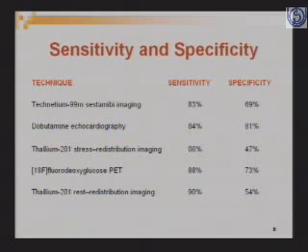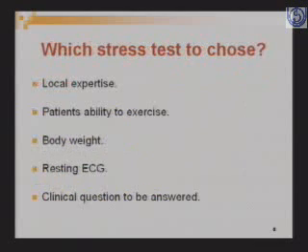So once we know which test types are available, and we know that there is sensitivity and specificity, the question is which one to choose. As I mentioned earlier, there are certain parameters which decide which test we should go ahead with. The first is the local expertise. We have seen that dobutamine stress echocardiography has the highest specificity, but if you are working at a center where no echo machine is available, or if an echo machine is available but there is no person who can perform this test, then probably it has no meaning. So the local expertise at the center is important.